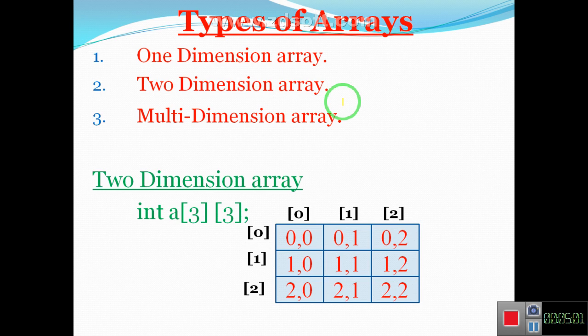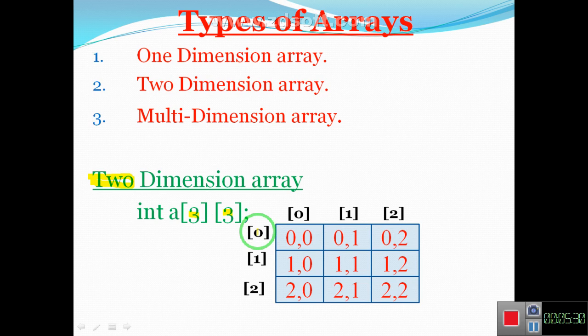One dimensional array, two dimensional array, multi-dimensional array. The example we saw in the previous slide was a one dimensional array, integer a of 3. But here in this diagram we are going to see the two dimensional array. Dimension 1, first 3, dimension 2, second 3. So 3 by 3 memory locations are allocated.